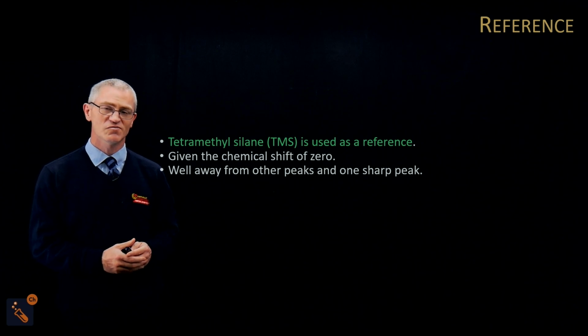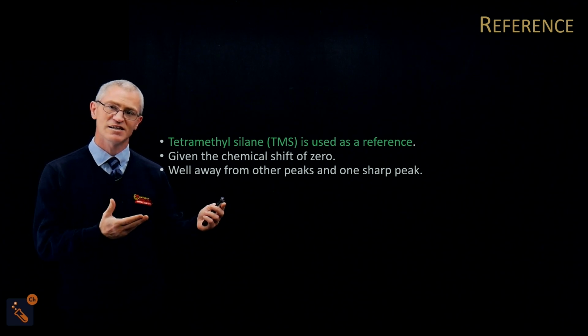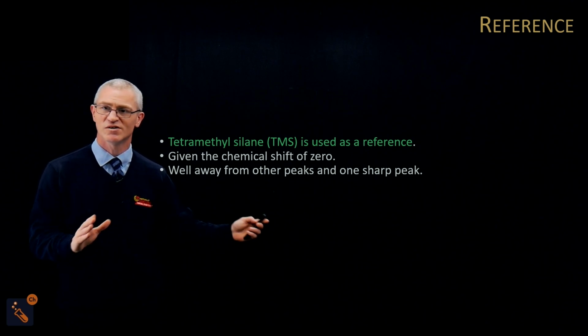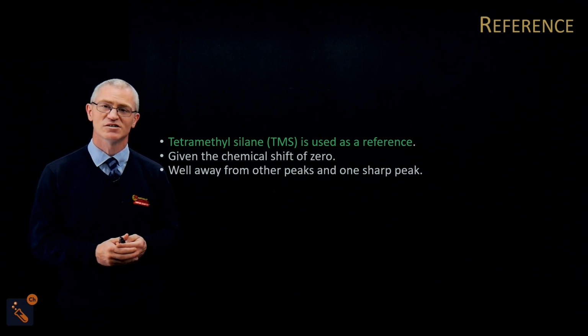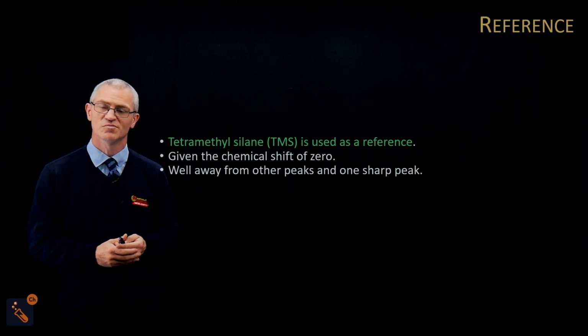So just to remind you, the reference used in Proton NMR is tetramethylsilane, and that is used because it has the chemical shift of 0, which is well away from everything else, just like it is in carbon NMR. It also uses deuterated chloroform as a solvent, because the deuterated chloroform doesn't create any peaks.